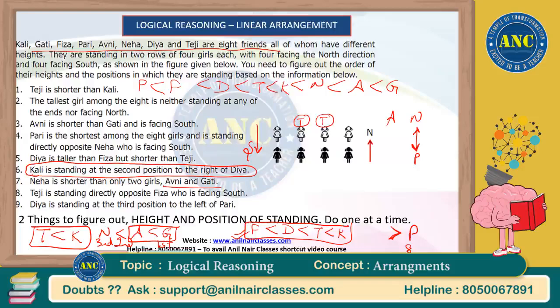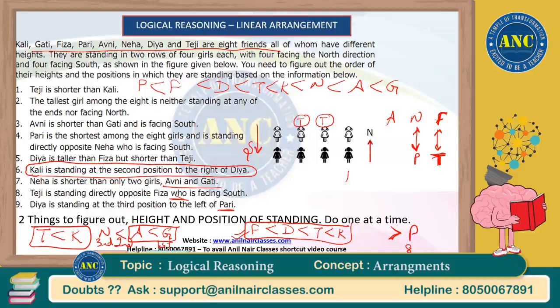Now we just need the arrangement. Teji is standing opposite Fiza, who is facing south. Fiza is facing south, and Fiza has Teji opposite to her, right? Diya is standing at the third position to the left of Pari. We know Pari is facing north. So Diya is standing at the third position to the left of Pari.